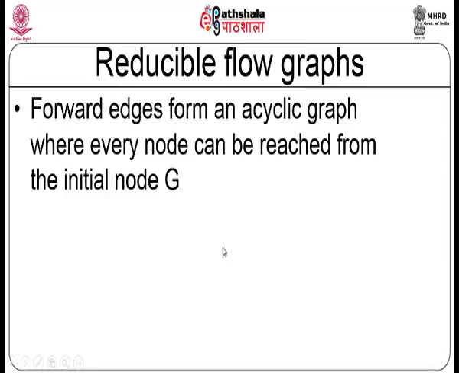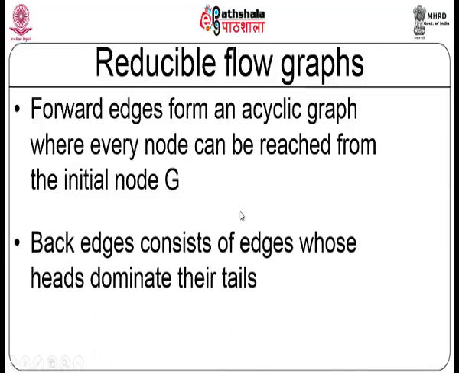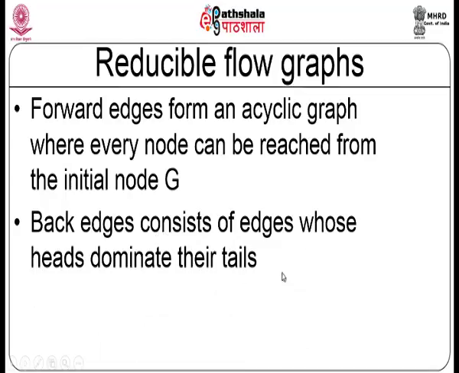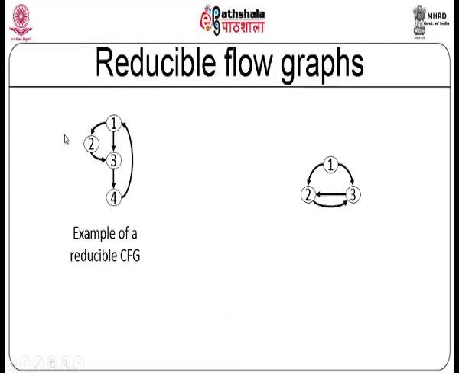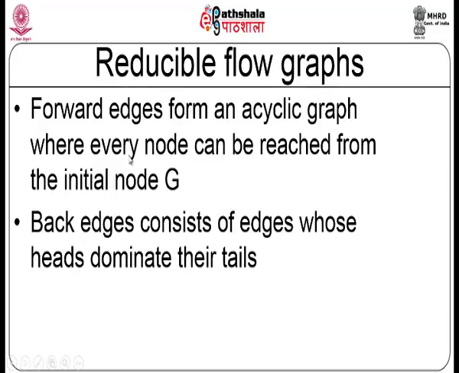In addition to that, we have what is called a reducible flow graph, also called a structured flow graph. In it, the forward edges form an acyclic graph where every node can be reached from the initial node G, and the back edges consist of edges whose head dominates their tails. This is an example of a reducible graph. So the forward edges form an acyclic graph, and the backward edges consist of edges whose head dominates their tails. These are the two characteristics of a reducible flow graph.